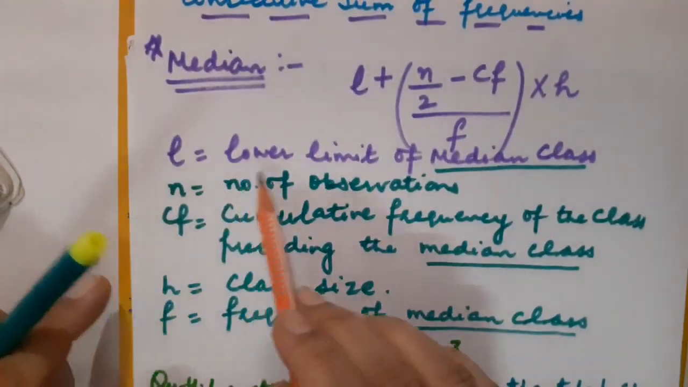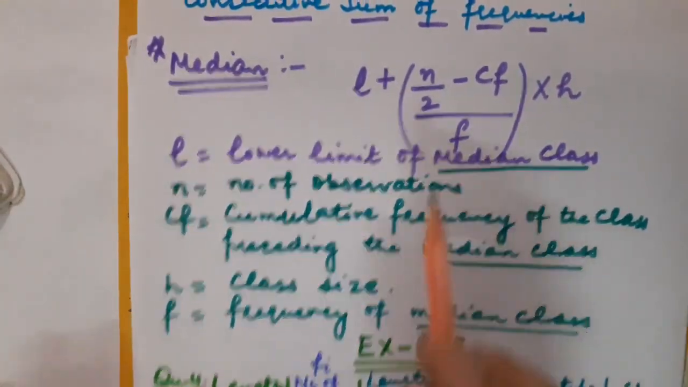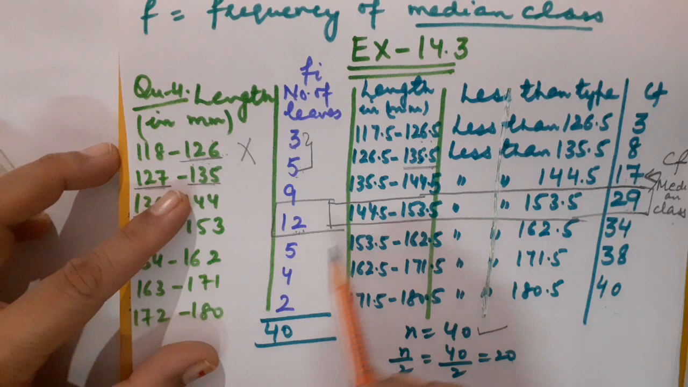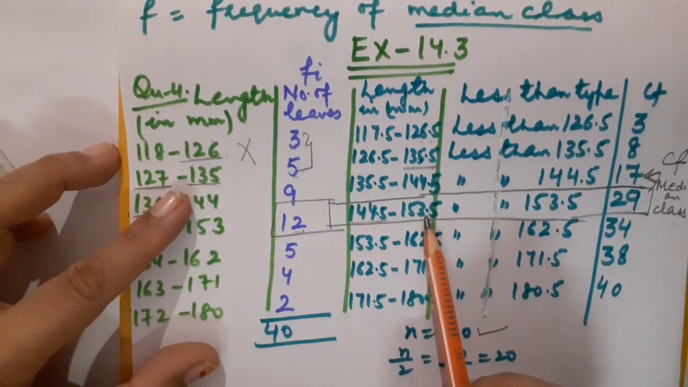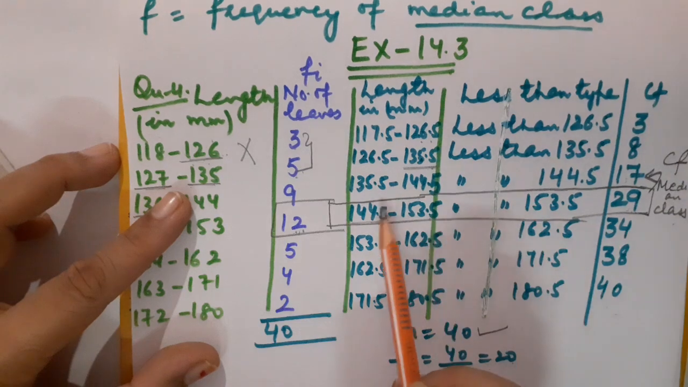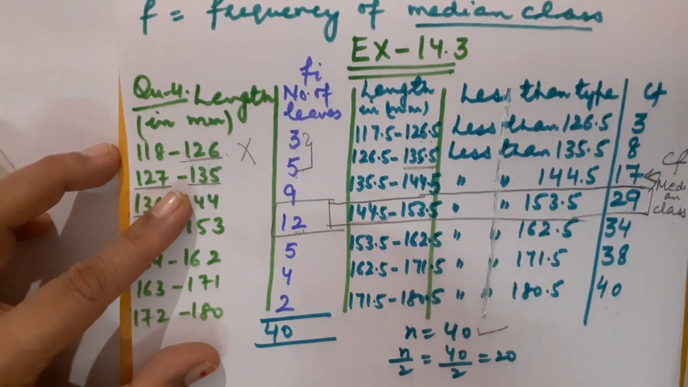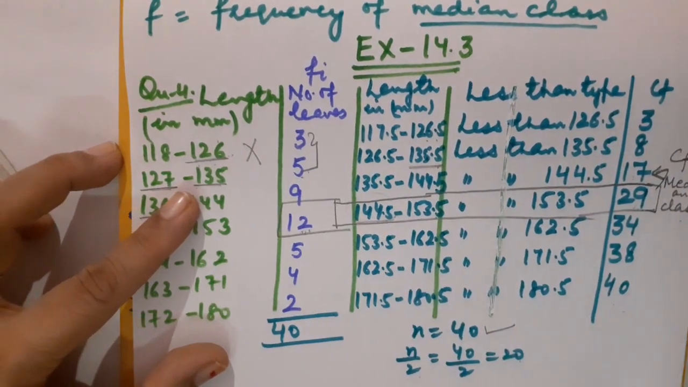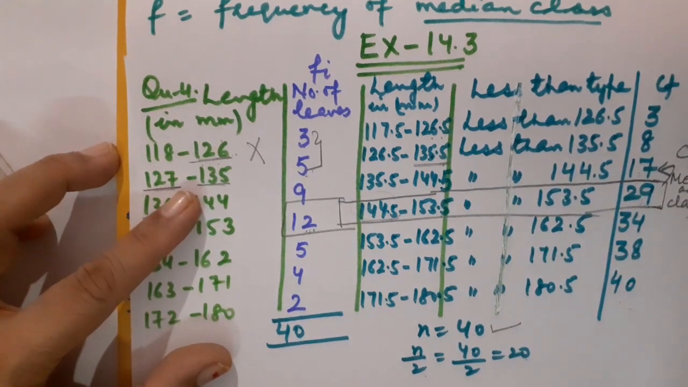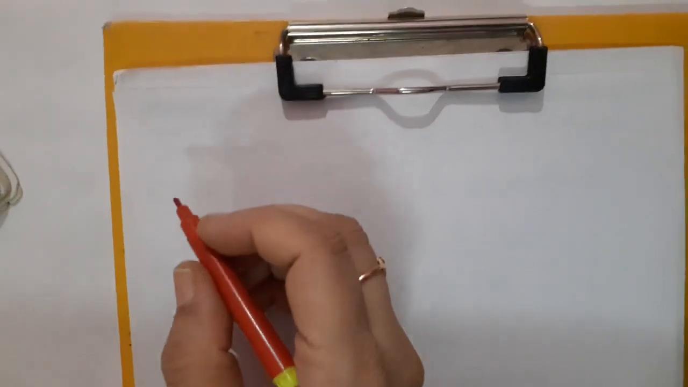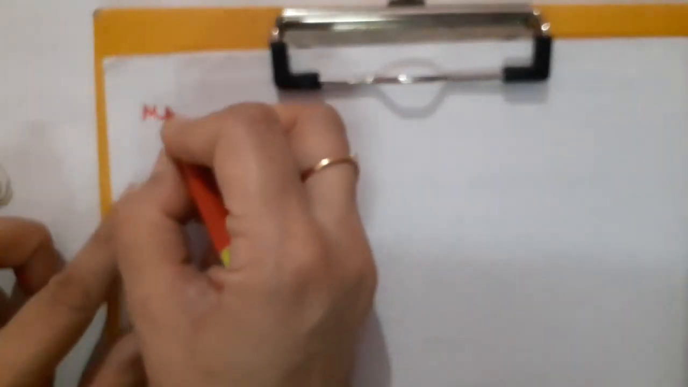So children, now the last point, that is L. What is L? The lower limit of the median class. Now you know the median class, so 114.5 will be the lower limit. 153.5 is the upper limit, but we are supposed to take this only. Correct? So let us write down all the details so that we can apply them in the formula to calculate the median.